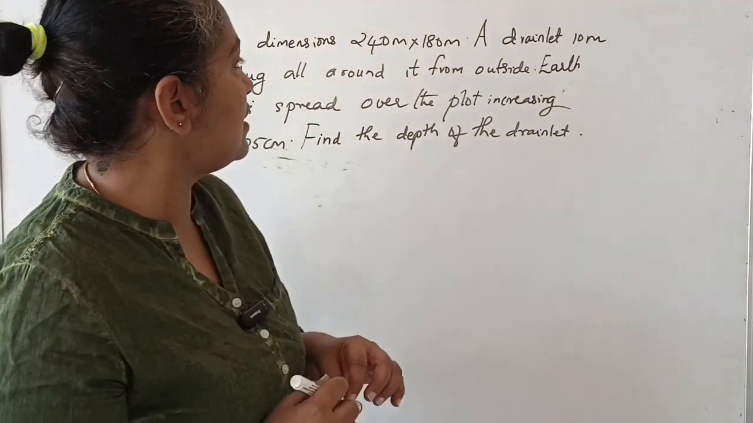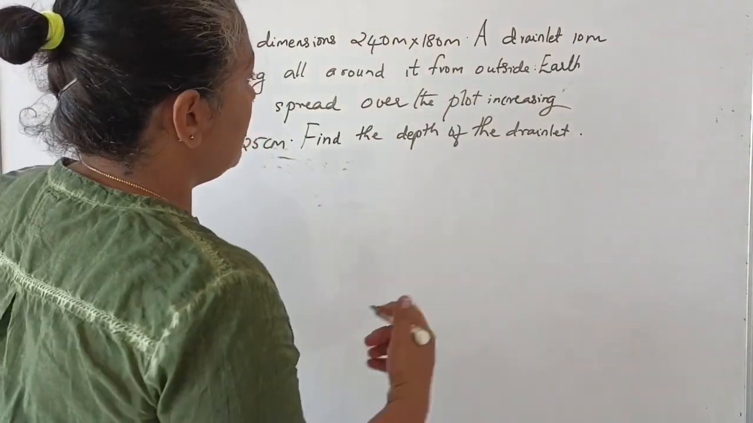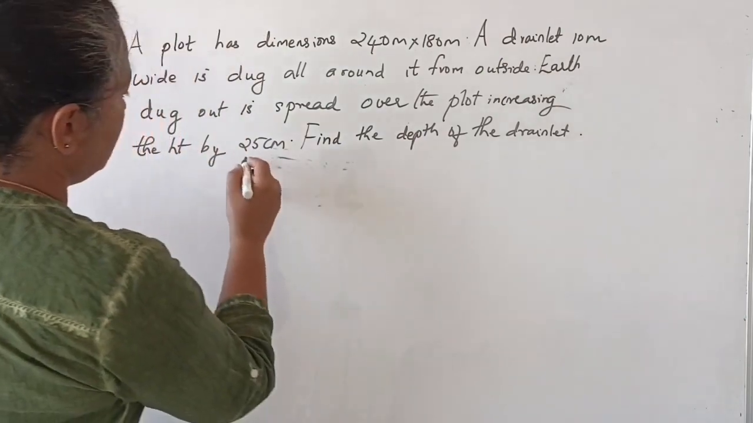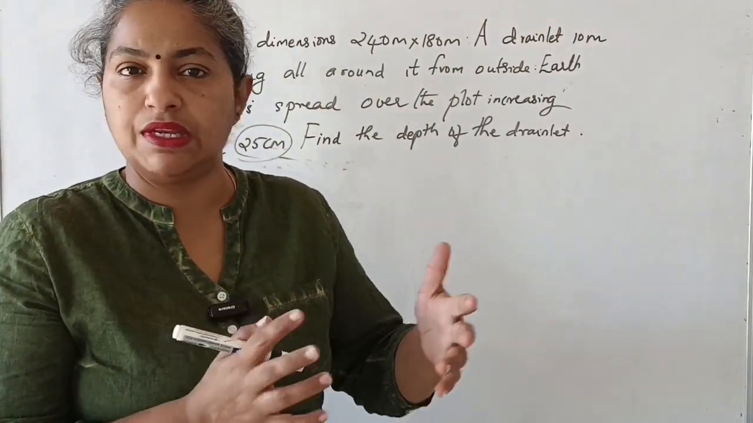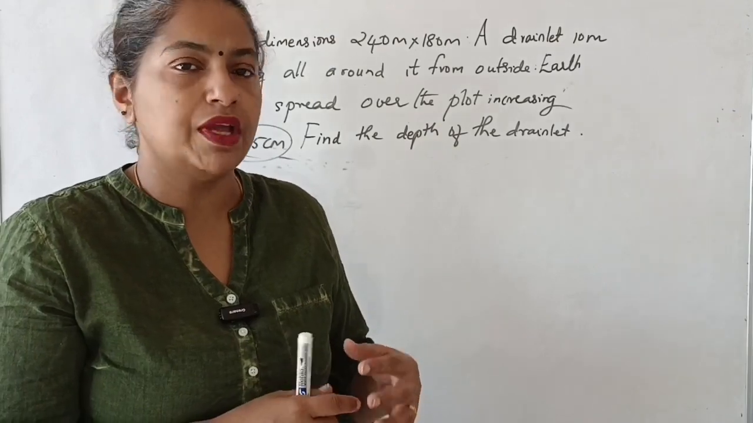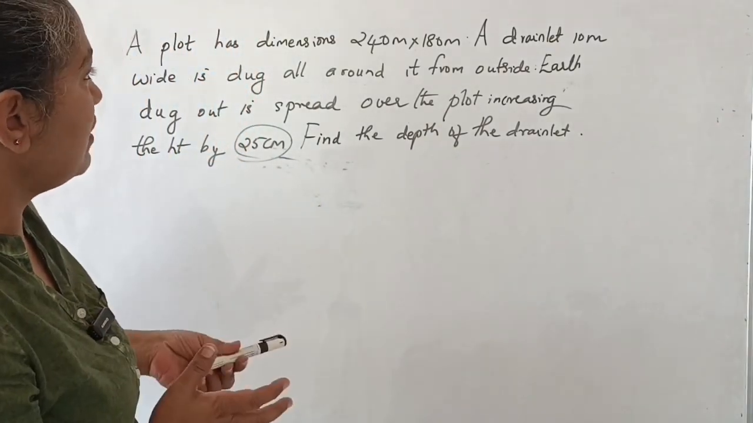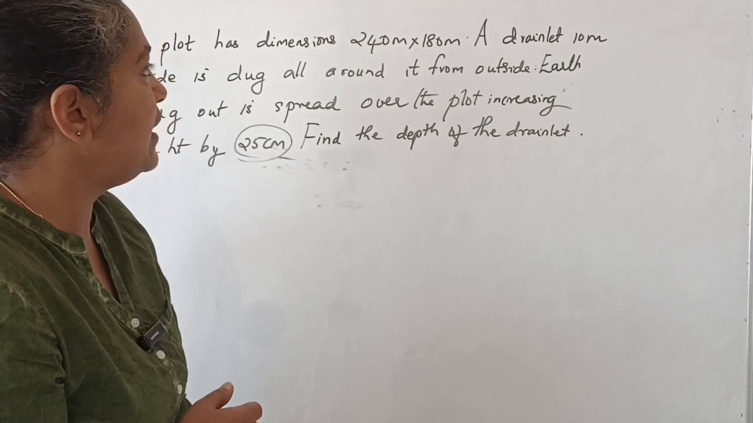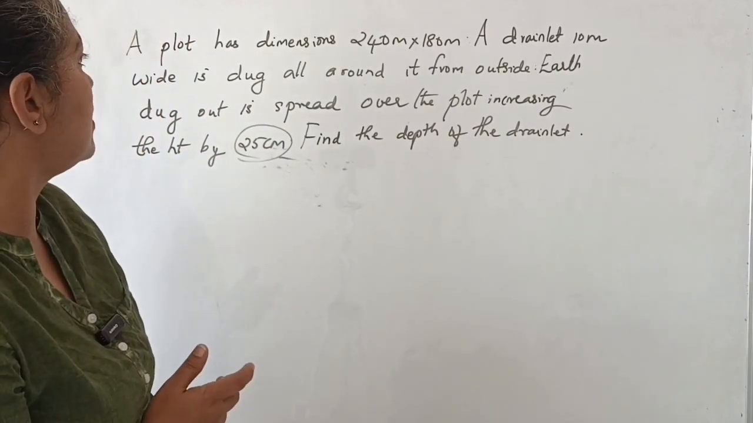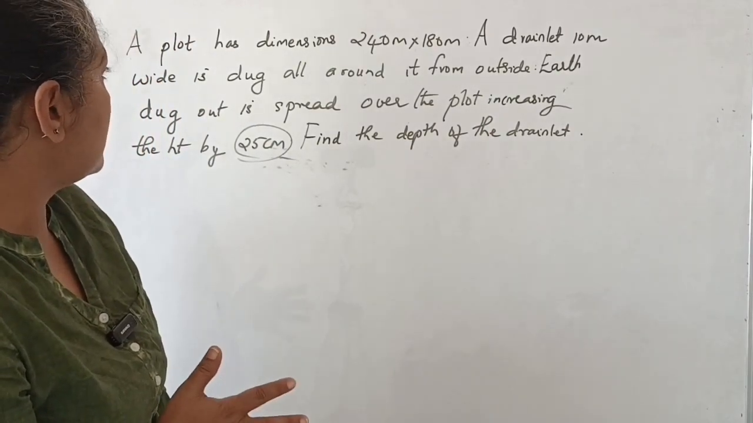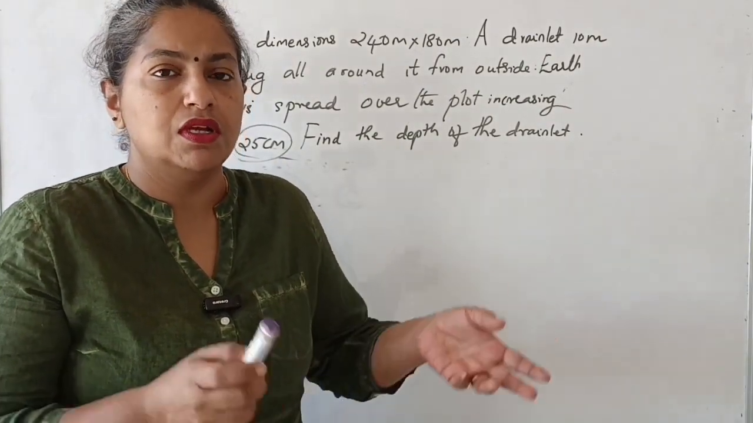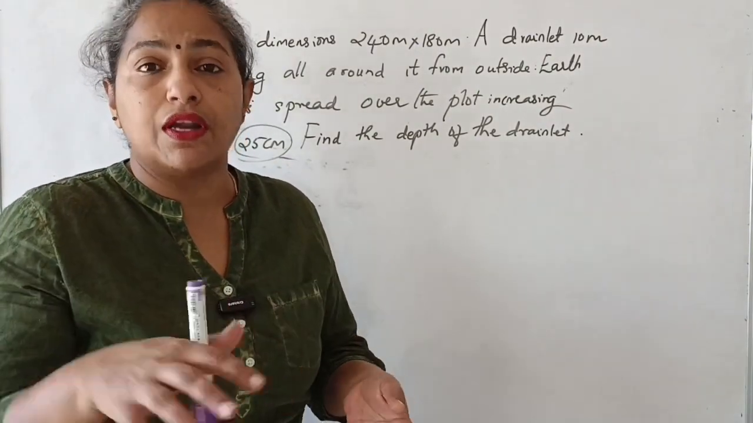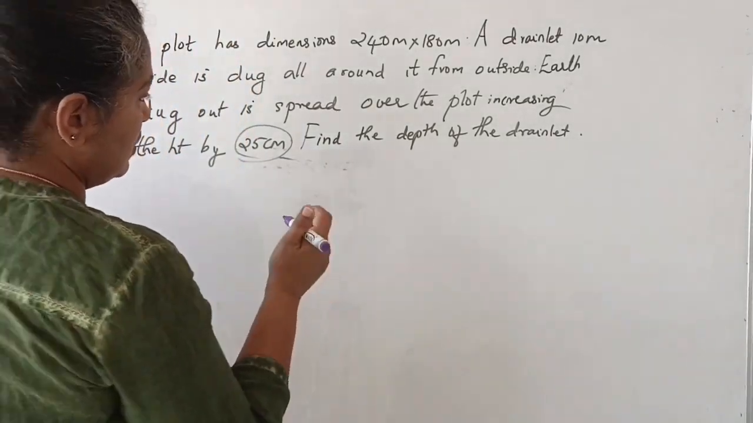You can see that most of the units are in meters, except the 25 centimeter one. So I need to convert the 25 centimeters into meters when I am doing the sum. So what is given to you? A plot has dimensions of 240 by 180. A drainlet of 10 meter wide is dug all around it from the outside. So I cannot directly apply the formula L into B into H because there is a drainlet which is going all around the plot.